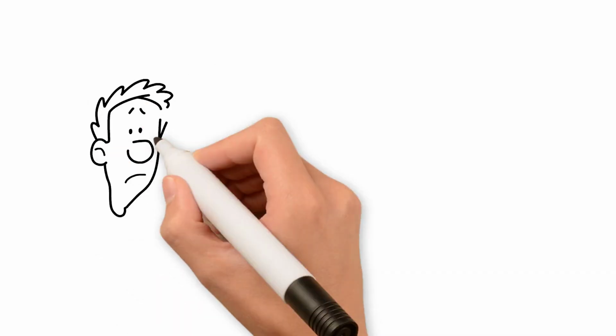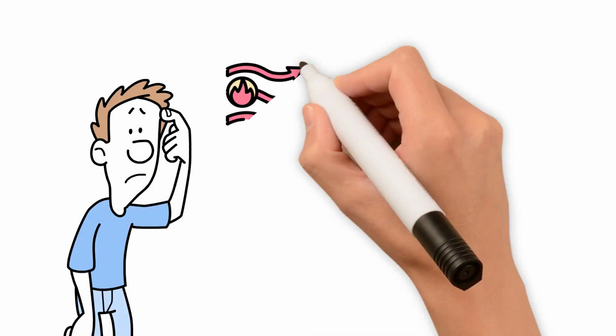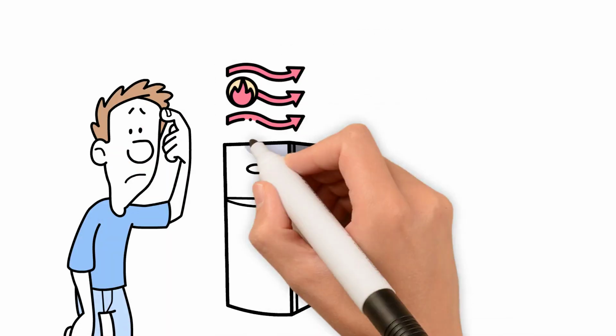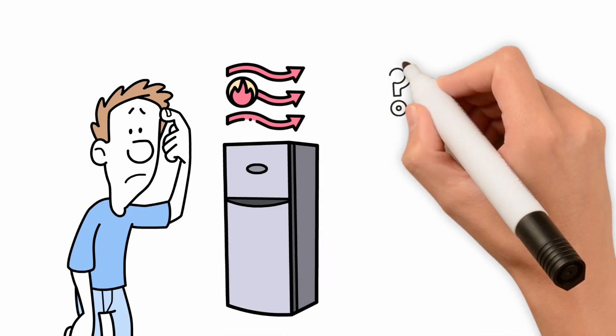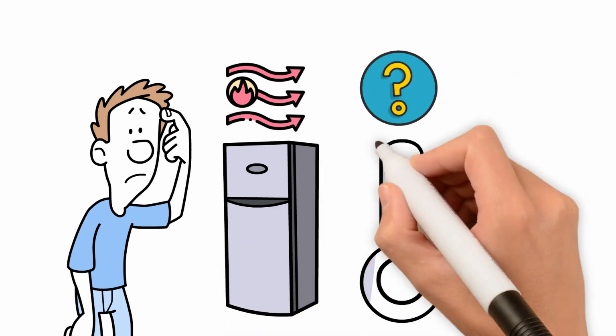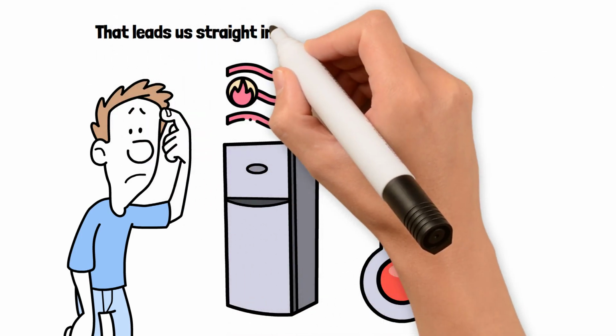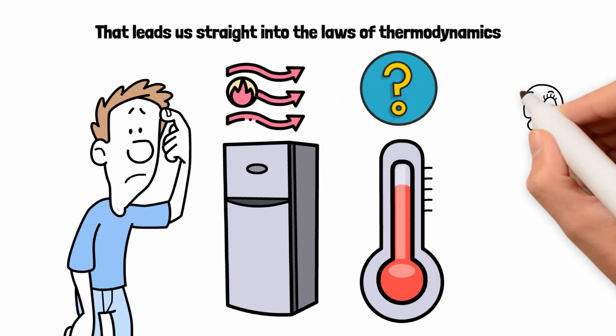Now think about this. If heat always flows from hot to cold, how do refrigerators manage to keep things colder than the room? Where does the heat go? That leads us straight into the laws of thermodynamics. And that's our next step.